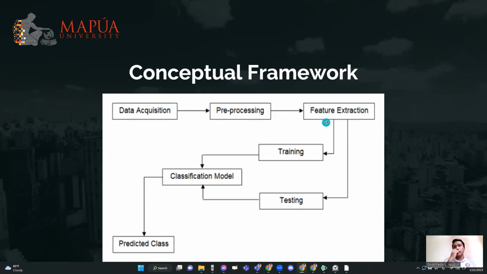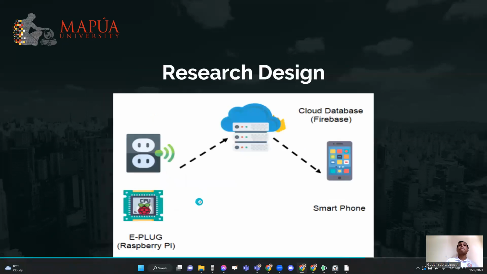And then after extracting the features, we have to train the model. Each model that has been trained will be classified. And if the training has been done, then we can also test the appliances. If the appliance is in the classification model, then it will predict the class.